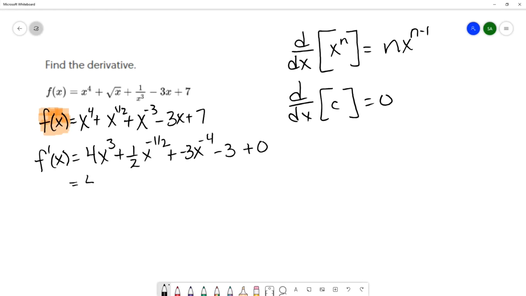So 4x cubed plus, and I'll do a little algebra to clean this up. That's 1 over 2 square root of x minus 3 over x to the 4th minus 3. So we found the derivative to be 4x cubed plus 1 over 2 square root of x minus 3 over x to the 4th minus 3.